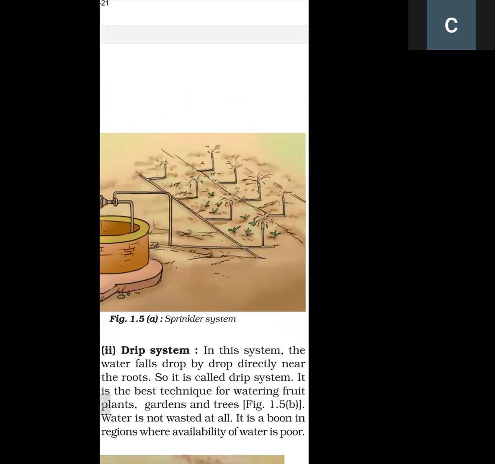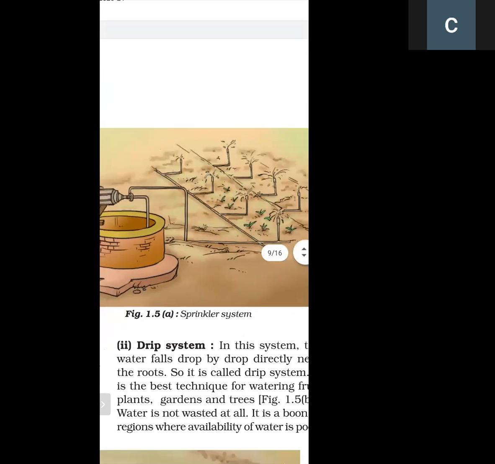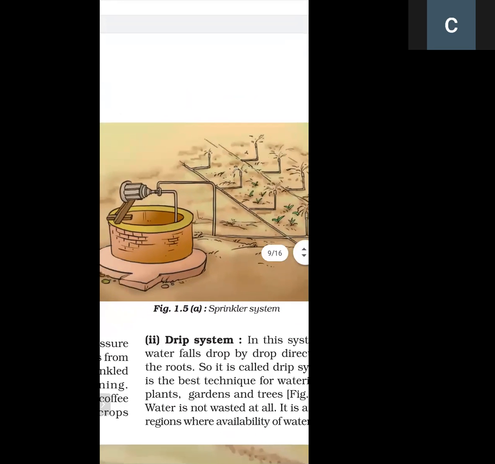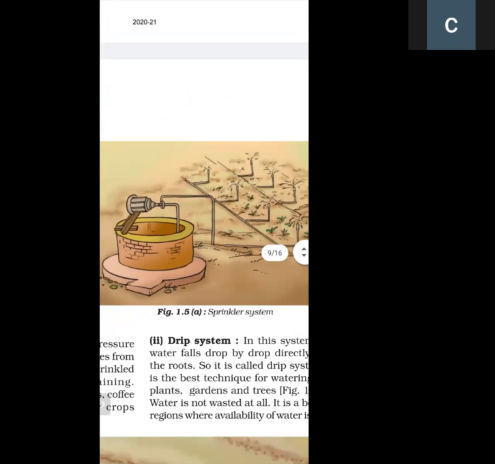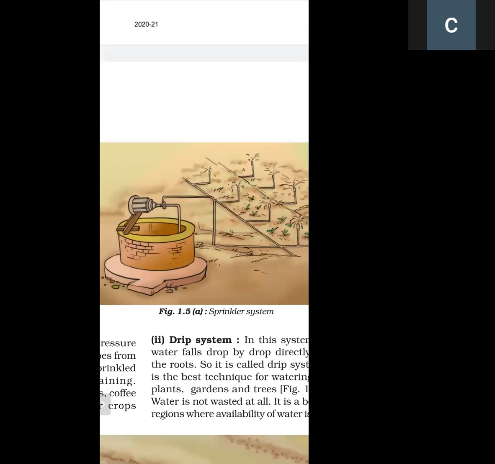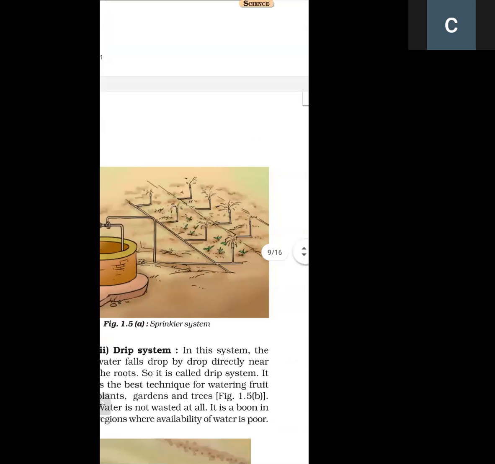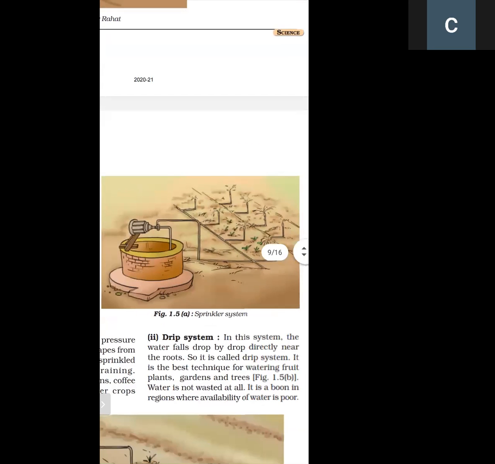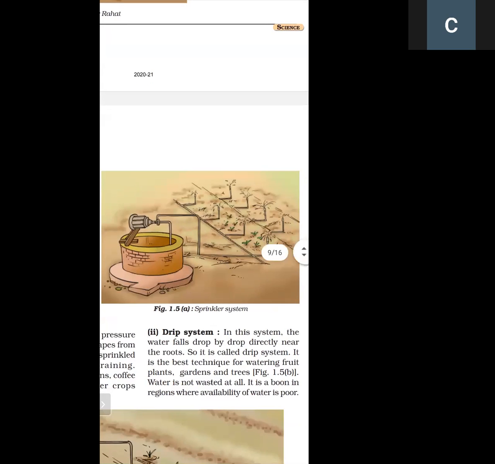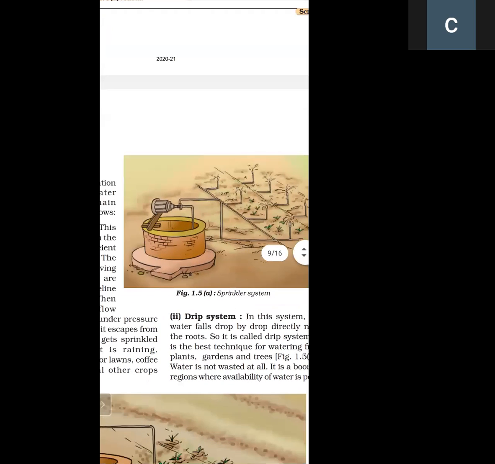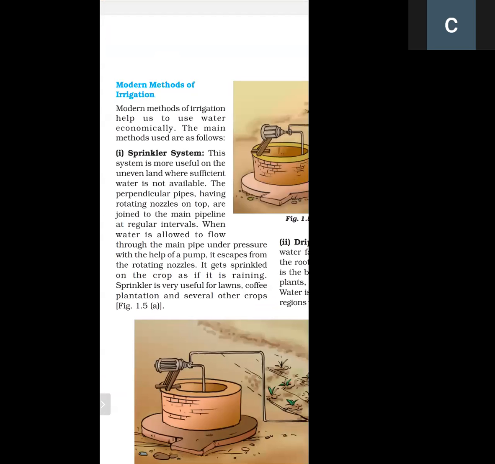And when this pulls out the water from the main pipe, it goes to the perpendicular pipe, and then it goes into the rotating nozzle, and then it looks like a fountain. And it is a very cheap method of irrigation, and this is called the sprinkler method. And this is very useful for lawns, coffee, and plantation of other crops.